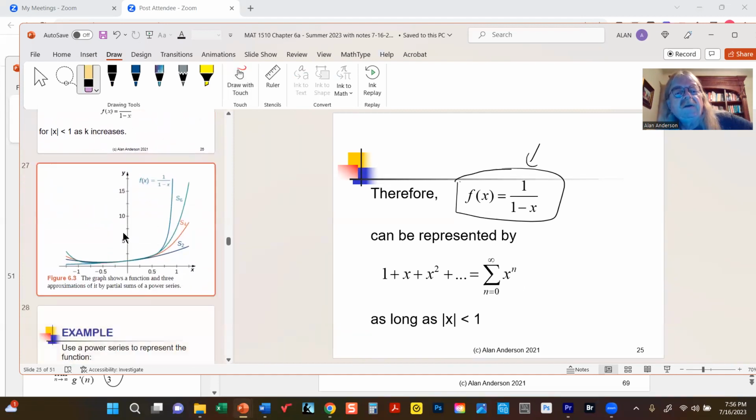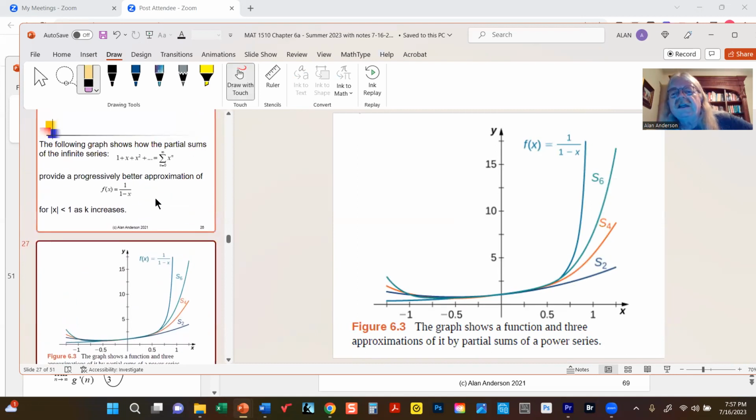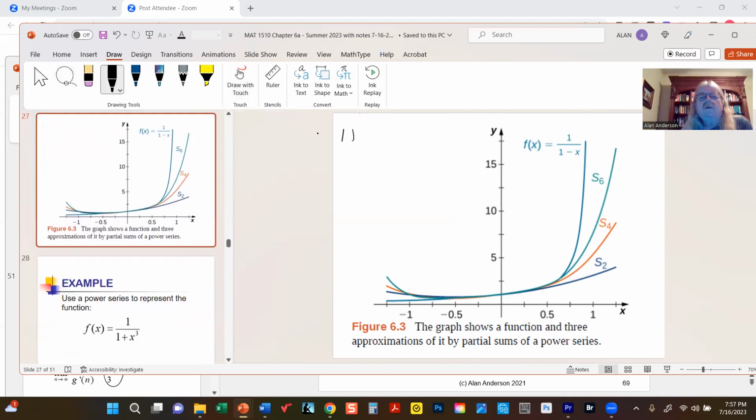Interesting. By the way, here's the graph. This is what I was alluding to earlier. If you notice, what they're doing here is saying, listen, this is the series that we're looking at: 1 plus 1 over x plus 1 over x squared plus 1 over x cubed.